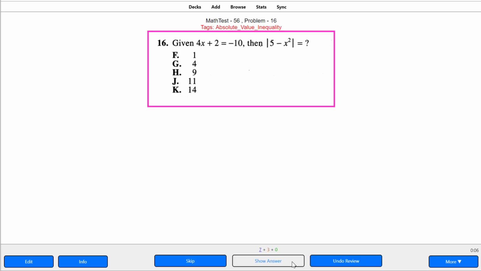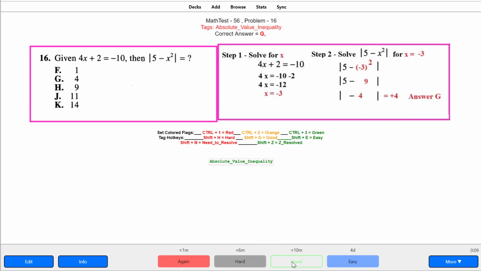In problem 16, we're given two statements. 4x plus 2 is equal to negative 10. Given that, then the absolute value of 5 minus x squared is equal to what? First step, we solve for x on the first equation given. It turns out x is negative 3. Plug that into the second equation. The absolute value of negative 4 is positive 4. Answer G.